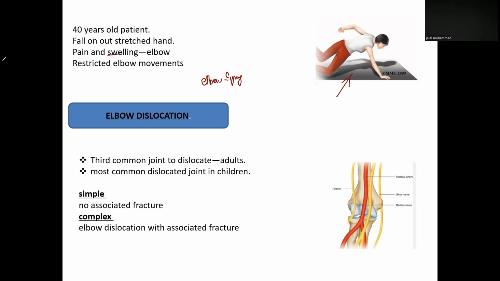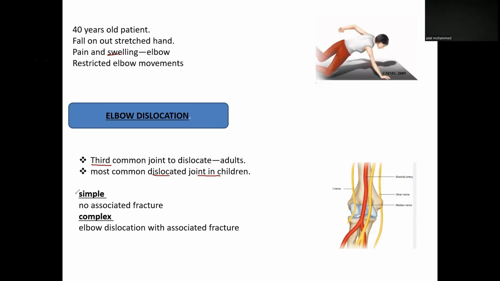We have a lot of different types of elbow injuries. So here today we are discussing elbow dislocation. Elbow is the third most common joint to dislocate in adults. The first joint to dislocate in adults is the shoulder, followed by the patella, followed by the elbow, whereas it is one of the common joints to get dislocated in children. So in adults, it is the third common joint.